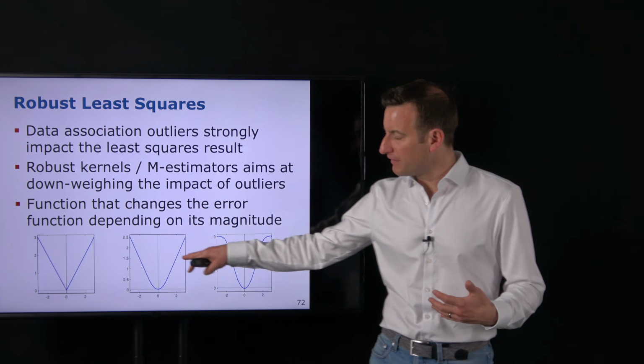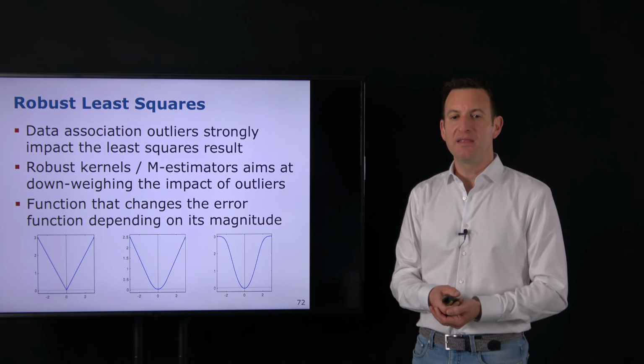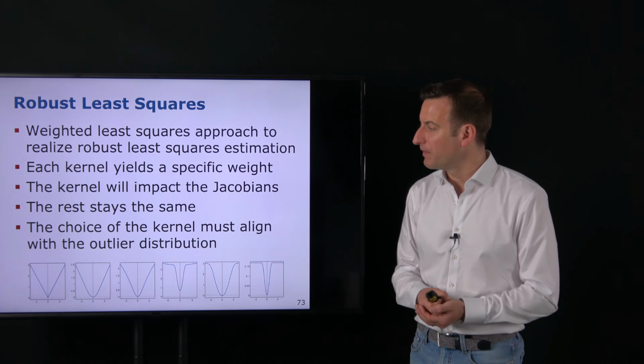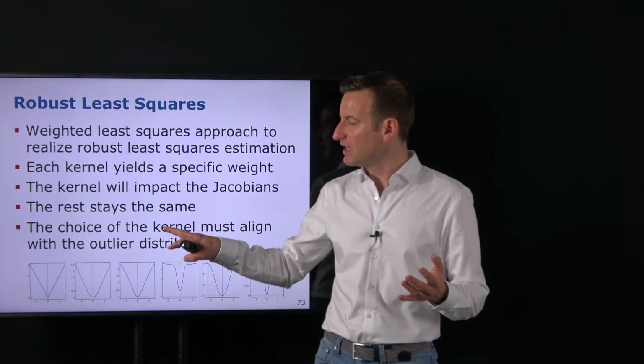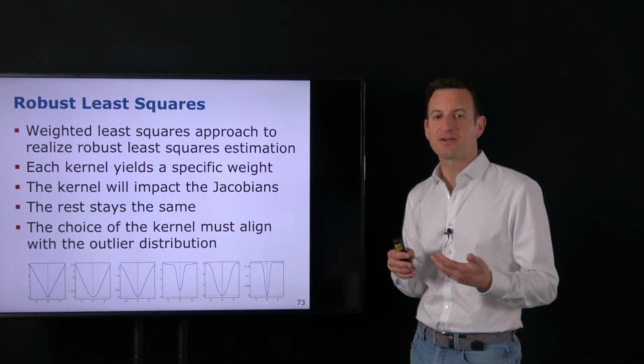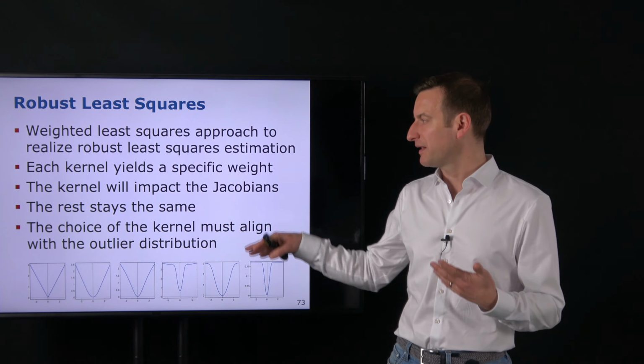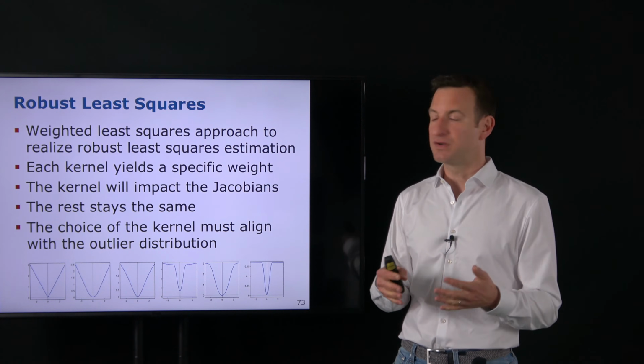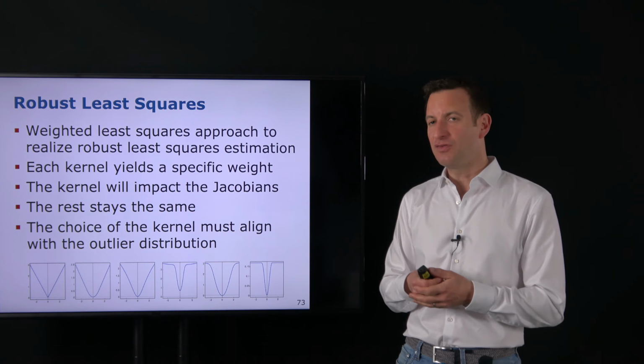So depending on the error function, which tells you something about the assumption that you make about your outlier distribution. And there is, again, a large set of different kernels that you can actually use. There's a large family of different kernel functions, and you basically need to find the kernel function which best fits your data. And how is this taken into account?